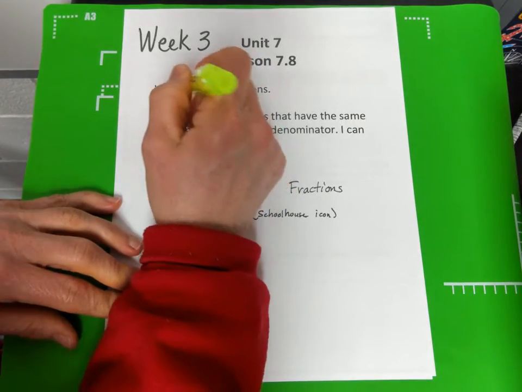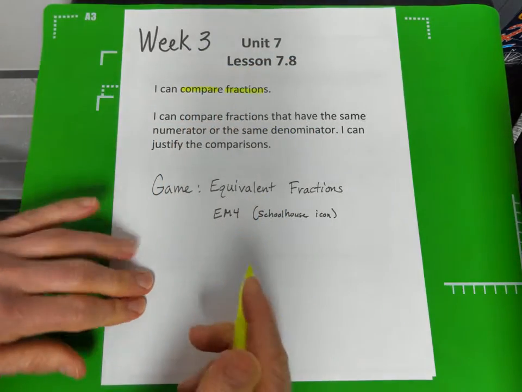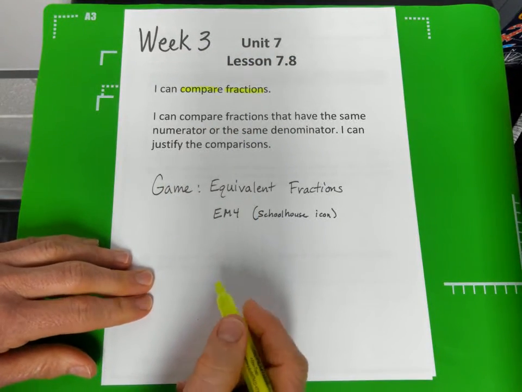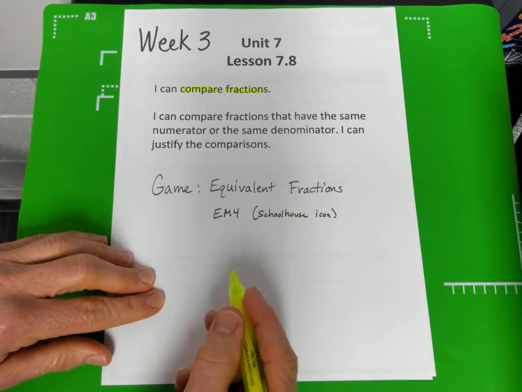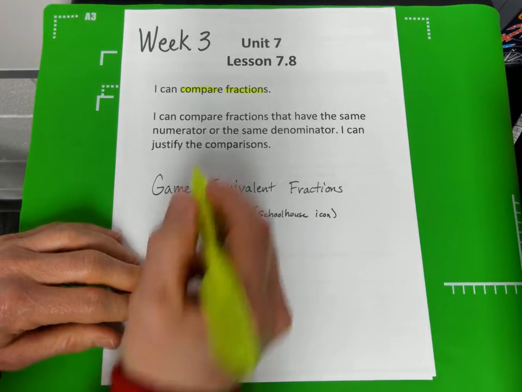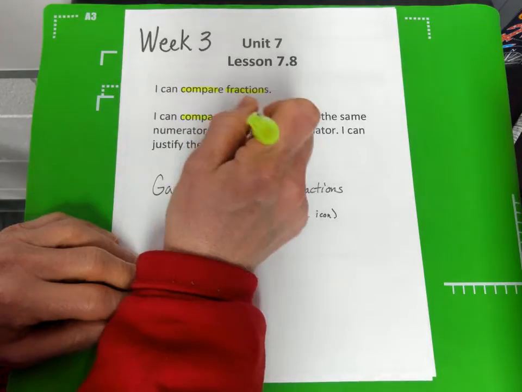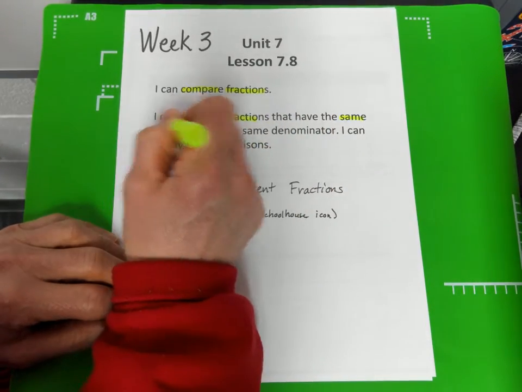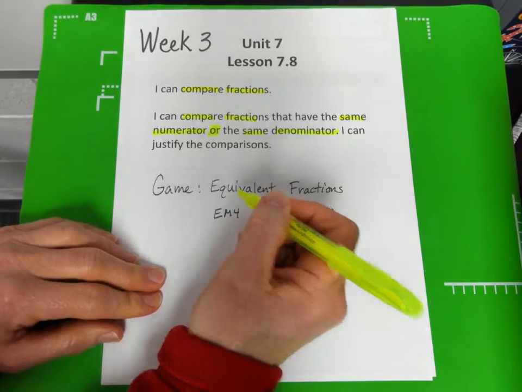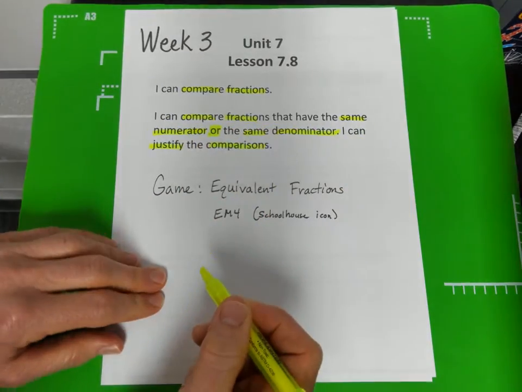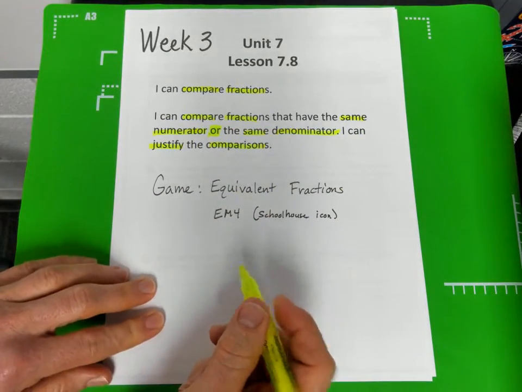And I know you know it's compare fractions. And the last one, I can compare fractions that have the same numerator or the same denominator. I can justify the comparisons. That's what we're going to be doing on our first page. So compare fractions, same numerator or same denominator. Justify comparison means that you can kind of prove that you're right.